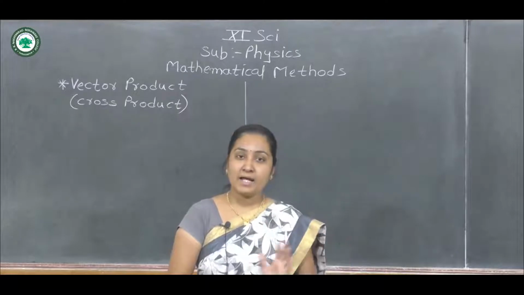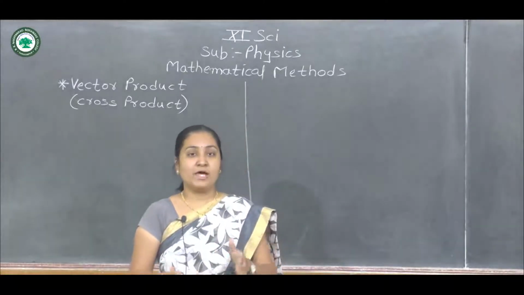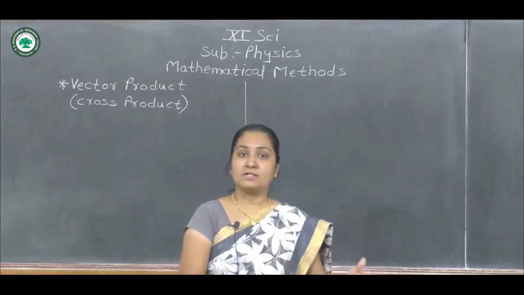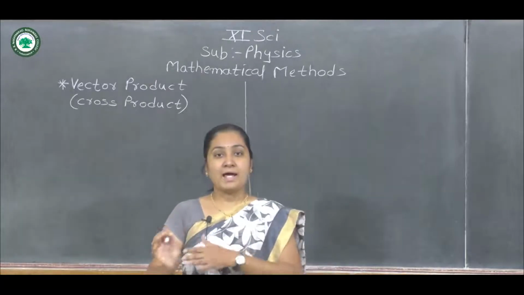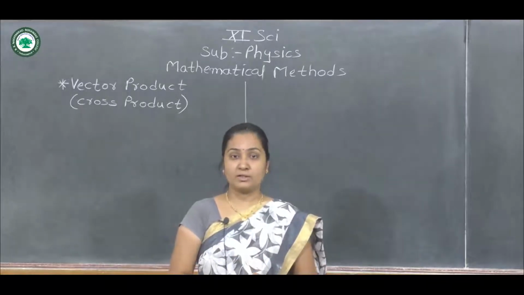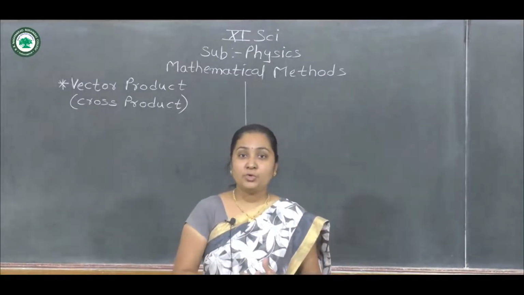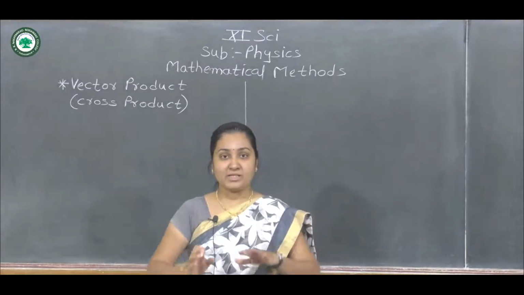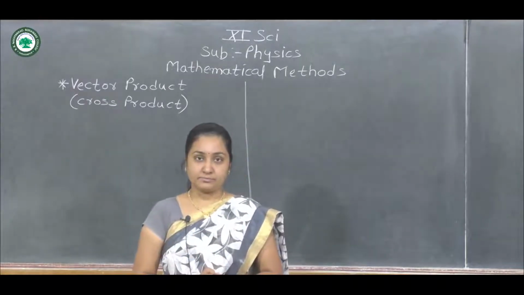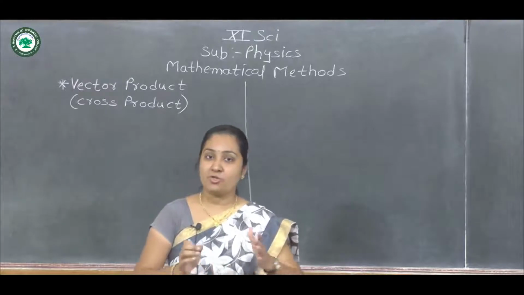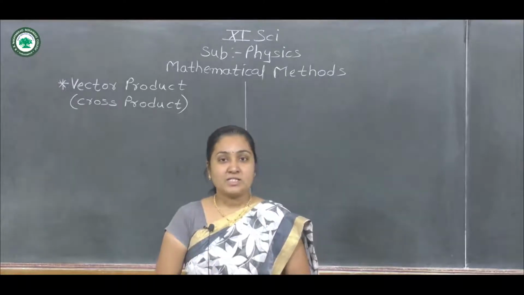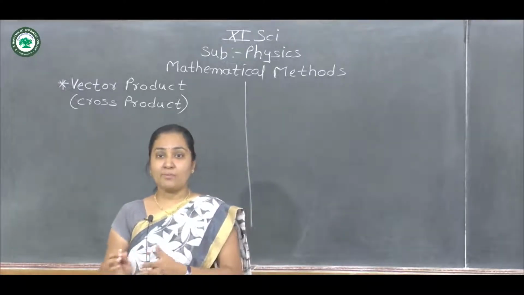First is scalar product, in which when two vectors are multiplied with each other, the product is a scalar quantity. And the second type is vector product, in which when any two vectors are multiplied with each other, the product is a vector quantity. This type of multiplication of vectors is called vector product. In today's lecture, we are going to study the vector product.